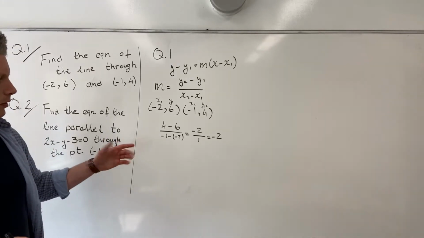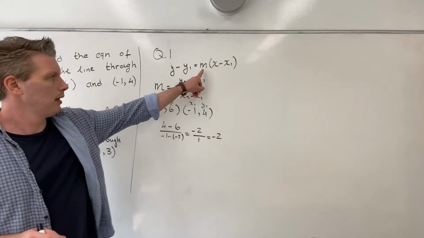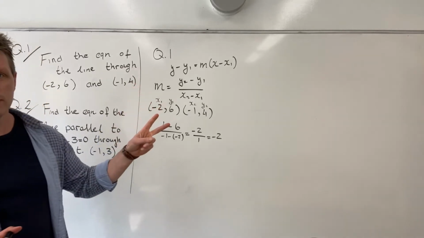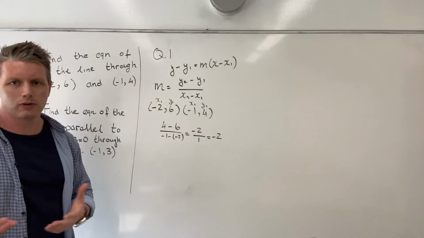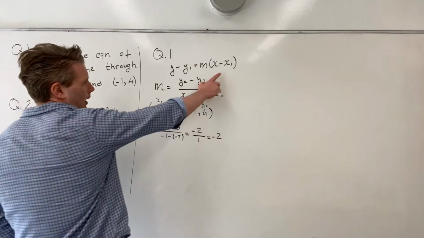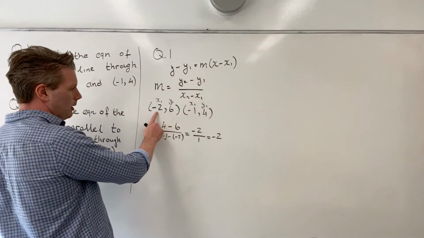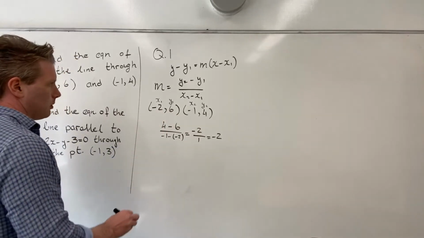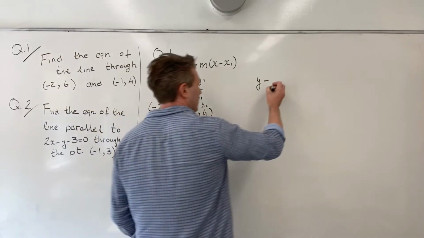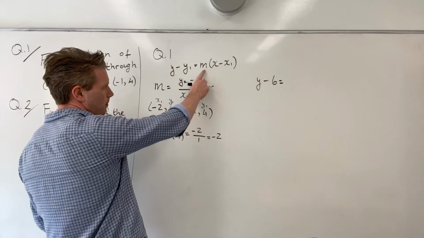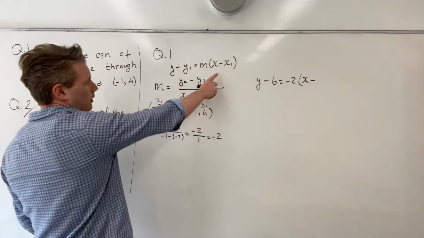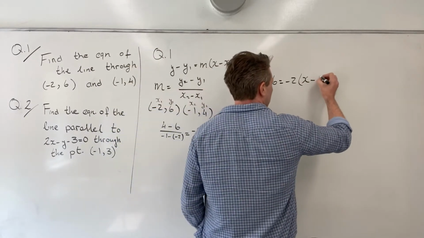Alright, so I can now plug this value for m into my point slope formula and I can generate the equation of the line. I have 2 points to choose from, minus 2, 6 and minus 1, 4. It makes no difference which one I choose. I will just choose minus 2, 6. And so my x1, y1 value in my formula will be minus 2, 6. So plugging in, I will get y minus y1, which is 6, equals m, which is negative 2, times parentheses x minus x1, which is for me negative 2.